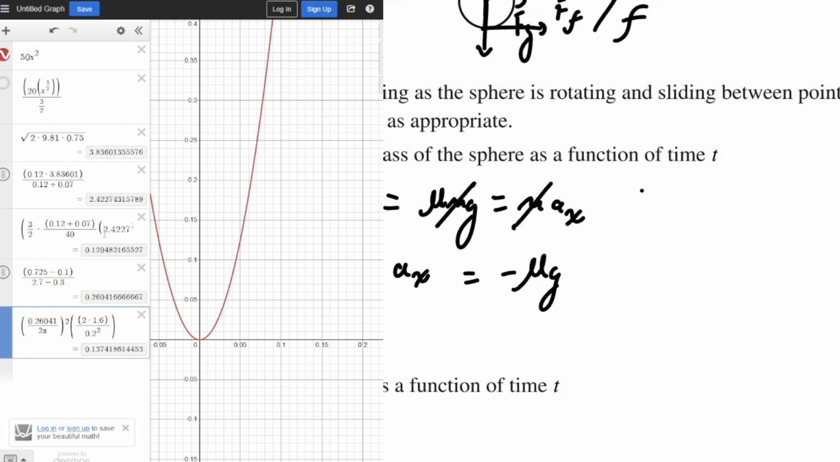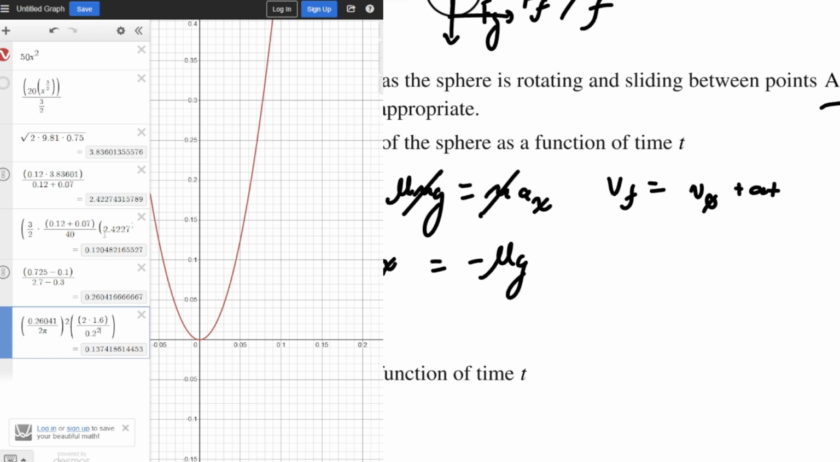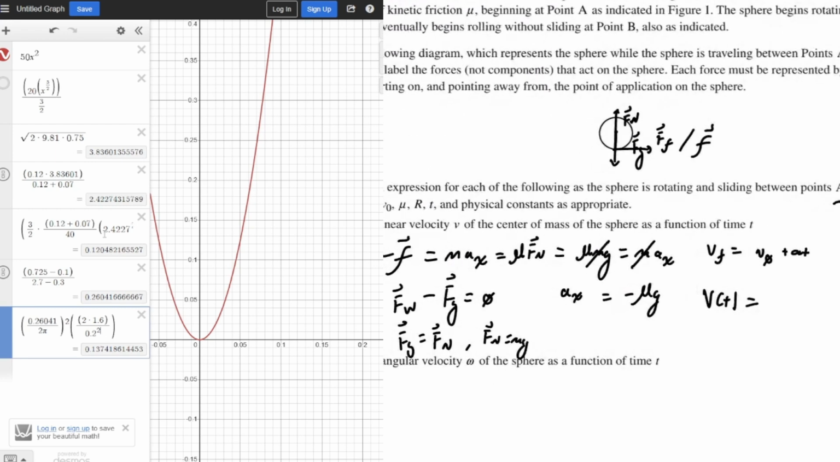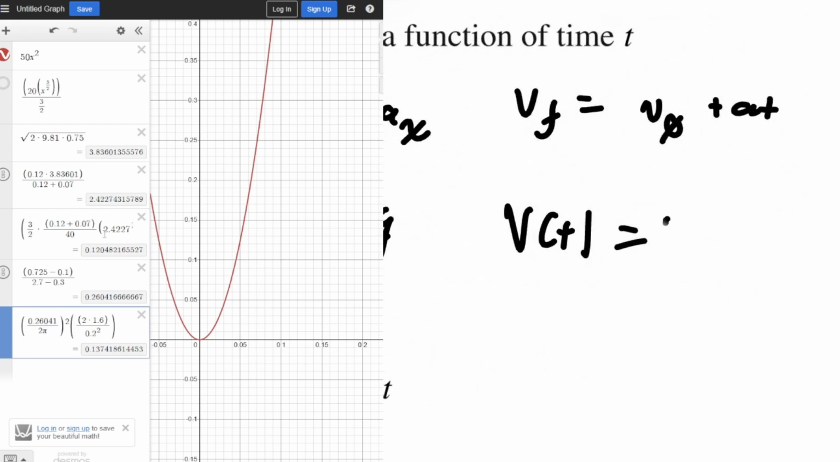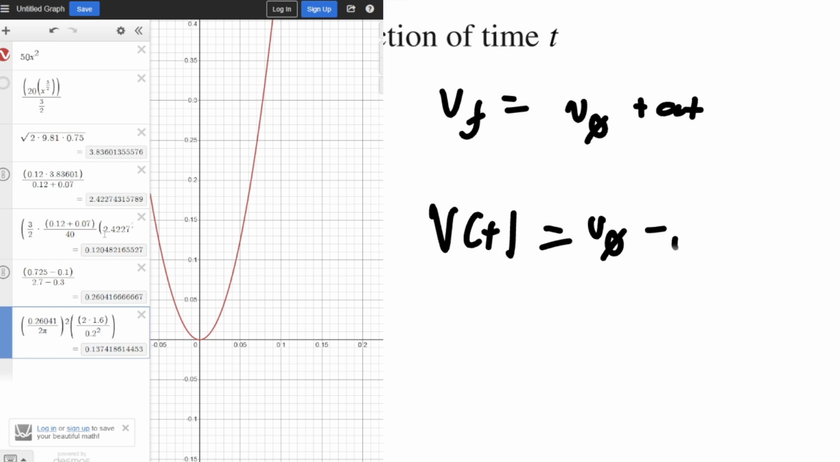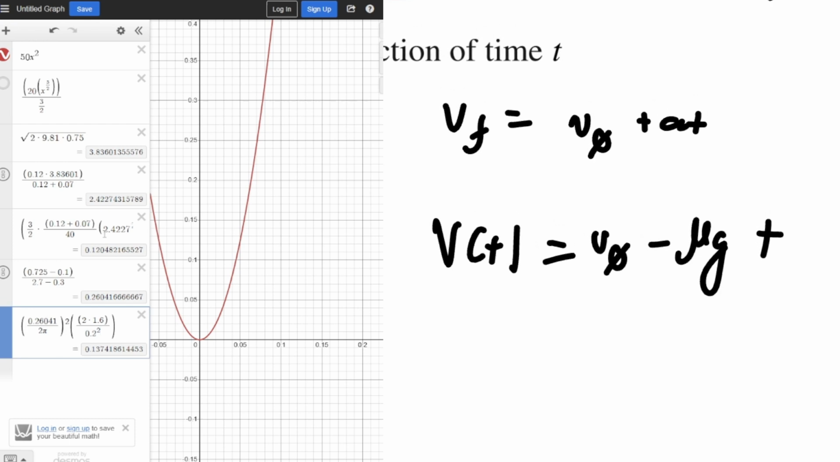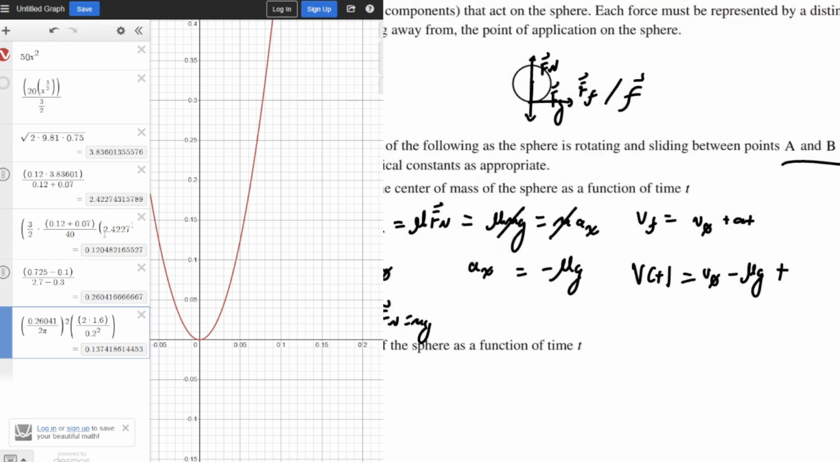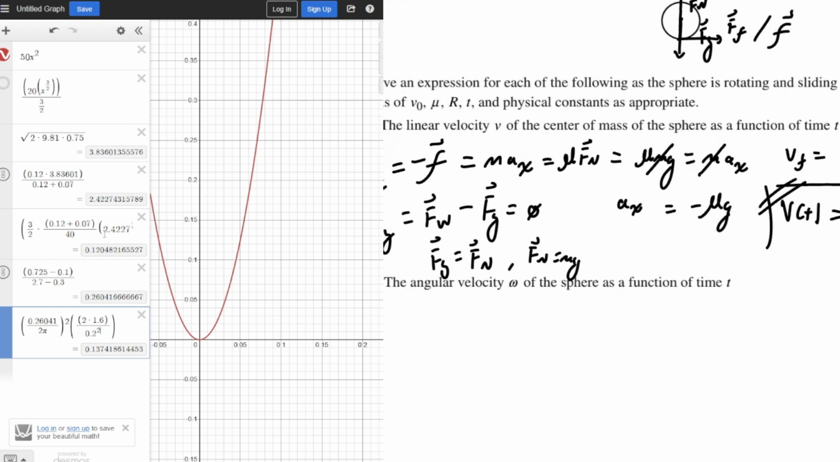Going to use kinematics. V final equals V initial plus at, right? Well, V of t essentially would be, what is it they let us use? They let us use V naught. V of t is V naught minus mu g t. So that acceleration turned into a negative because friction is slowing it down. Friction opposes the initial velocity, that's this way, because the acceleration is that way, so it has to slow down. So here's our answer. You can leave it like that.